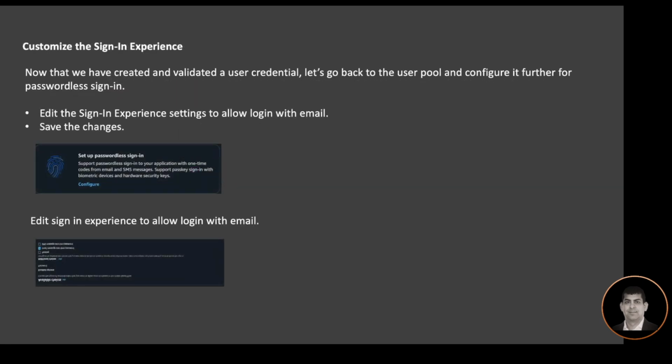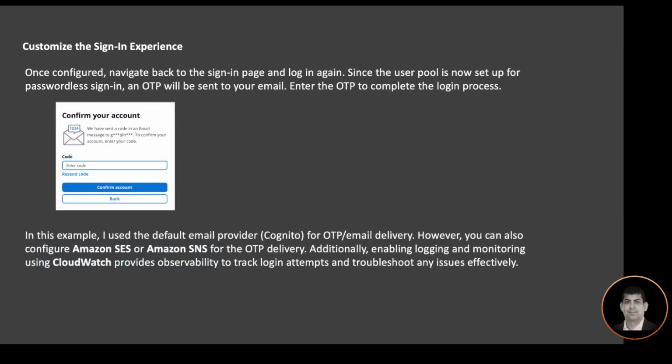Now that we have created and validated a user credential, let's go back to the user pool and configure it further for passwordless sign-in. Edit the sign-in experience setting to allow login with email and then save the changes. So here I am customizing the sign-in experience, and let's see how that works. Now, once configured, if I navigate back to the sign-in page and log in again, the user pool is now set up and passwordless sign-in is also set up. I will see a screen where an OTP will be sent to the email, and once I enter the OTP, it will complete the login process.